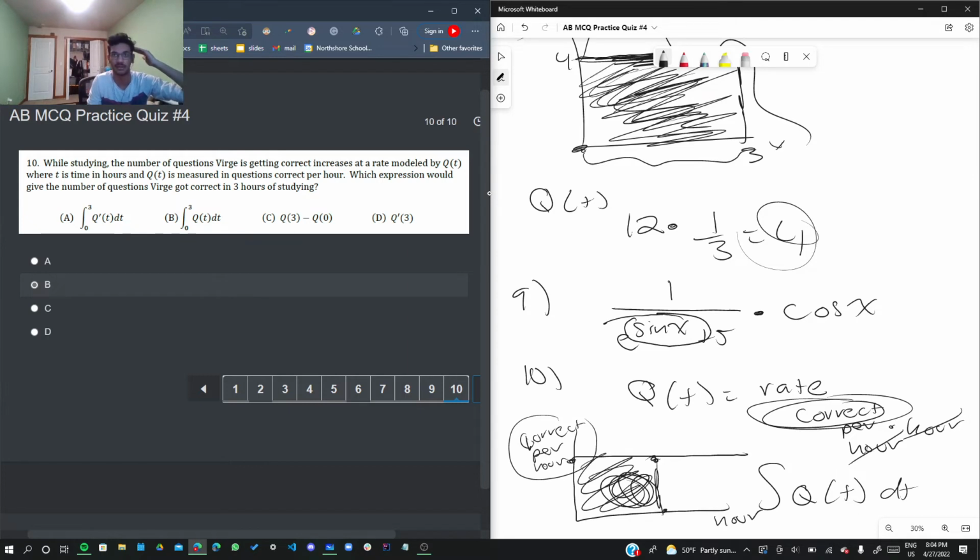Think about velocity. Velocity is a rate of position, but you take the integral of velocity and it's just position. This is a very similar situation right over here. You have a rate of correct per hour, you take the integral of that, and you're going to get the number correct. So let's go back to 6.